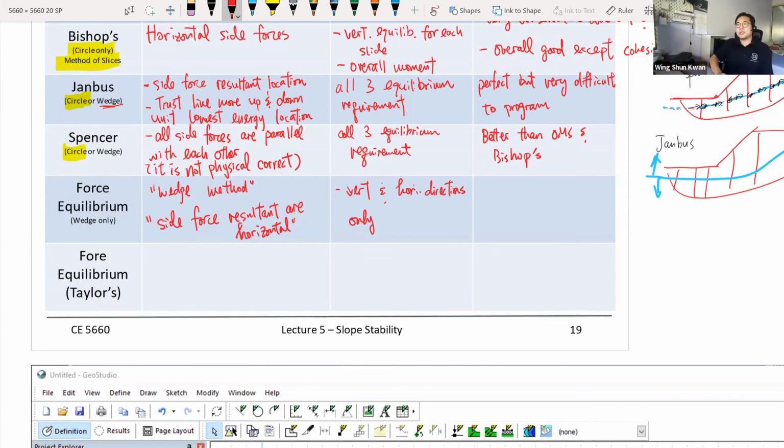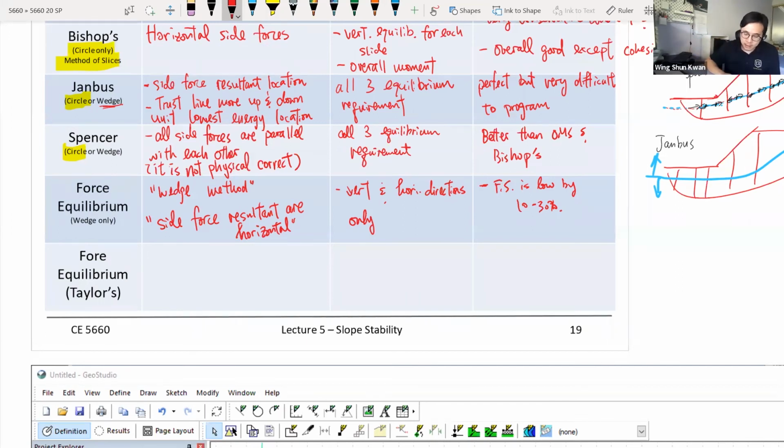It didn't fulfill the moment equilibrium, only vertical and horizontal. And the accuracy of this method, the factor of safety, usually is low by 10 to 30%. It's not so accurate because first you assume all the side force is horizontal, which is not true, and also you didn't take into account the moment equilibrium.